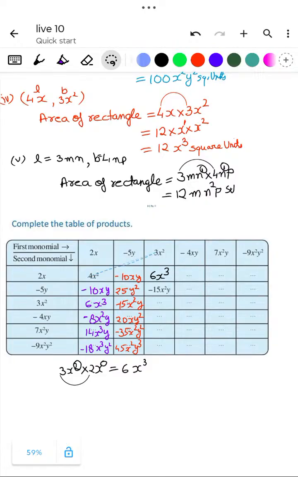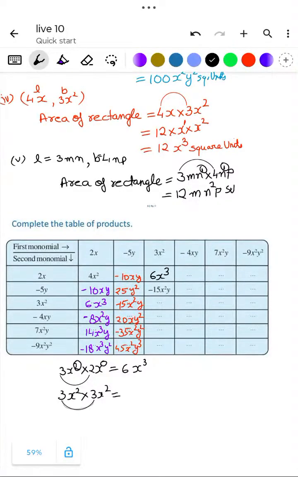Now 3x square into negative 5y is given, negative 15 x square y. This is given to us. And now we have to multiply 3x square into 3x square. So 3x square into 3x square will be 3 3s are 9, and x to the power 2 is here, 2 is here. So 2 plus 2 is x to the power 4. So this is 9x to the power 4.